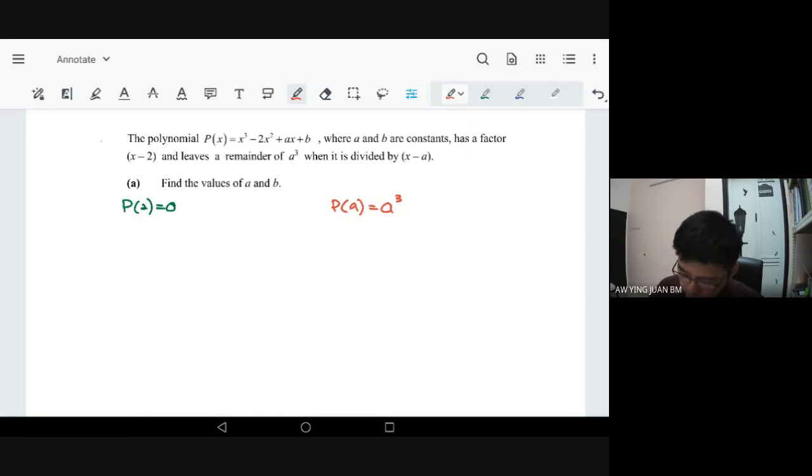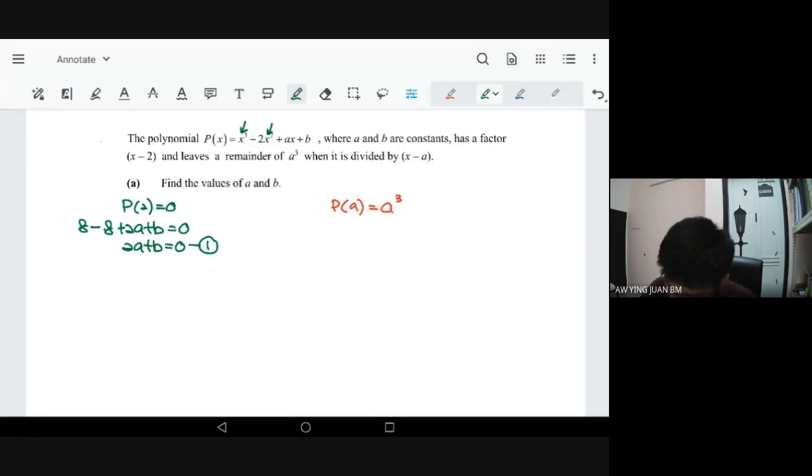Continue, substitute the situation. Here we will have 8 minus 8 plus 2a plus b equals 0. So you imagine, substitute 2: we will have 4 multiplied by negative 2, again we will have 8. So finally, 2a plus b equals 0, equation number 1.